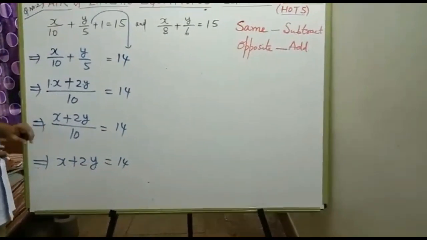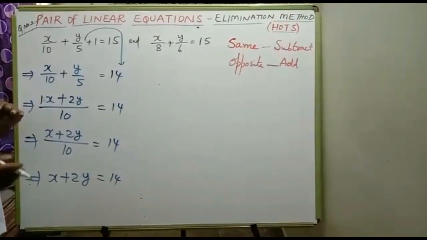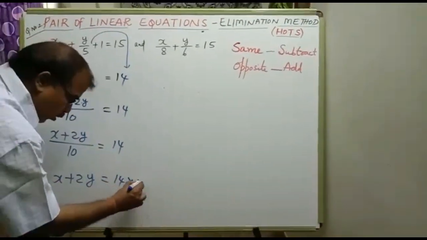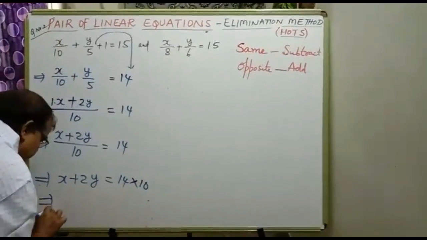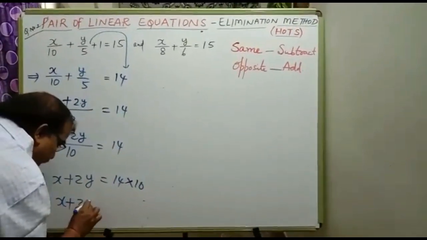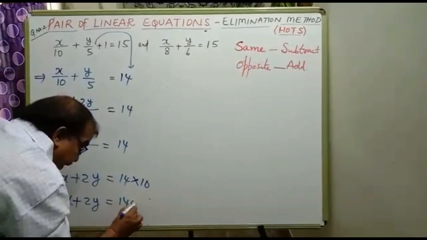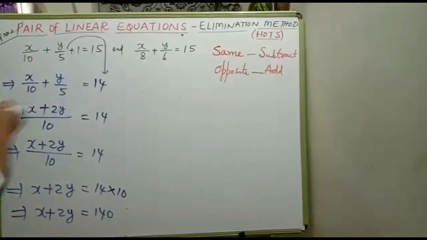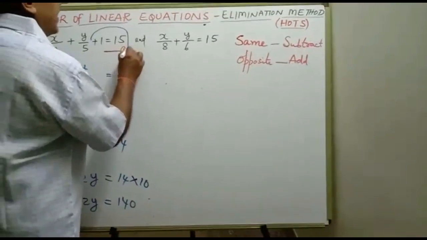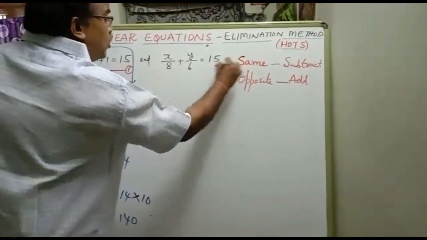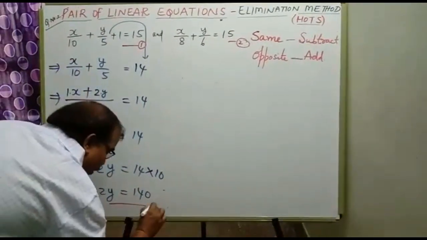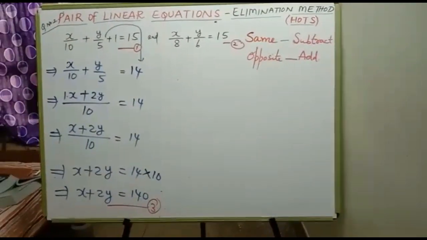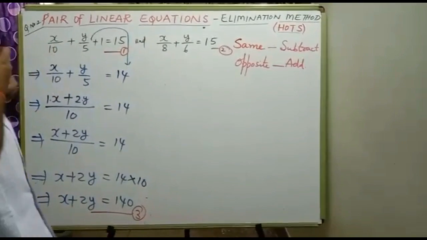This by 10 will go from LHS to RHS, and it will be into 10. That implies x plus 2y is equal to 140. This is equation 3. Actually, this was equation 1 and that was equation 2, and this is a new equation, equation 3. Now I am going to simplify the other one also.